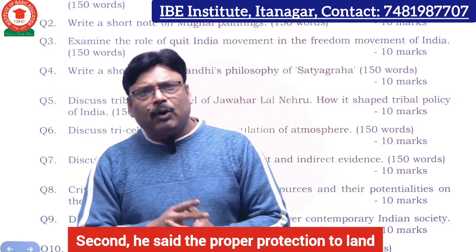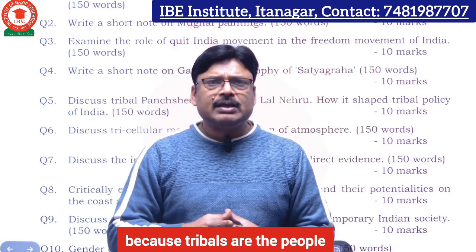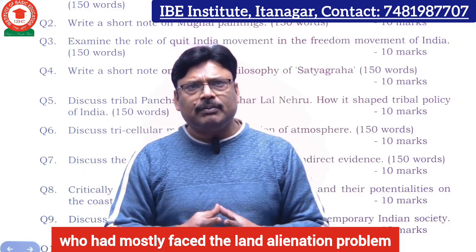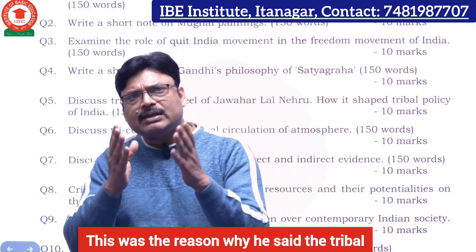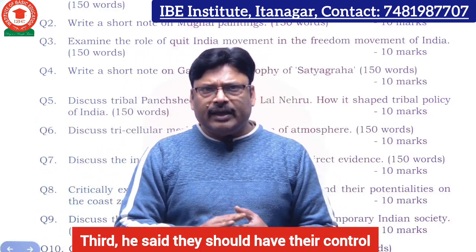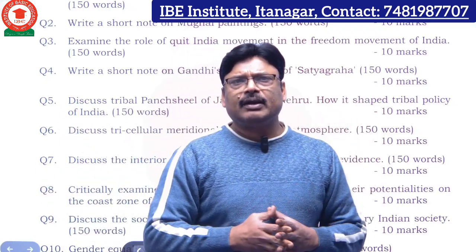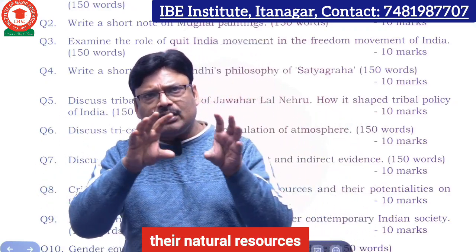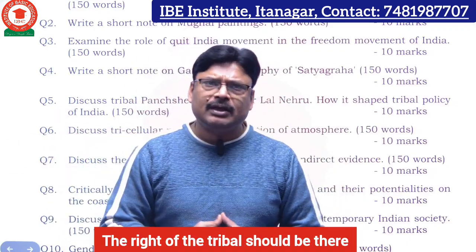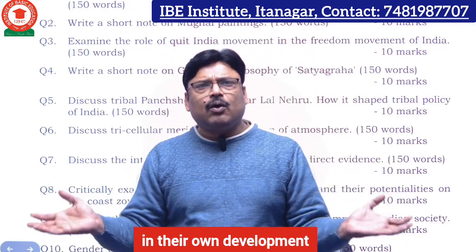Second, he said the proper protection to land and tribal land should be given, because tribals are the people who had mostly faced the tribal land alienation problem from the outsiders. This was the reason why he said the tribal land should be protected. Third, he said they should have their control over the natural resources where they are. So in this situation, their natural resources, whatever the forest and other resources are there, the right of the tribals should be there.